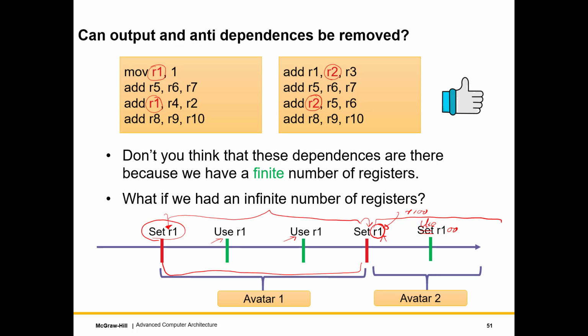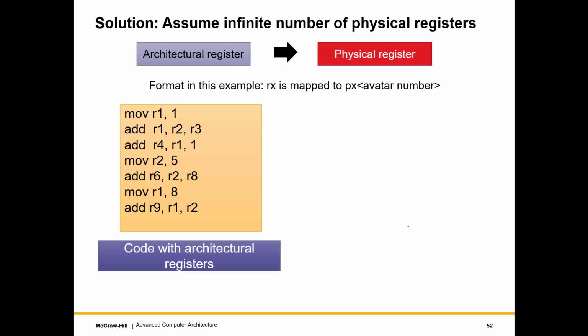So this process of taking a register and renaming it to another register is known as renaming, right? And as you can see, what renaming does is that for each avatar of a register, it assigns a different register. We will see the advantages of renaming very soon. So let us see what it does.